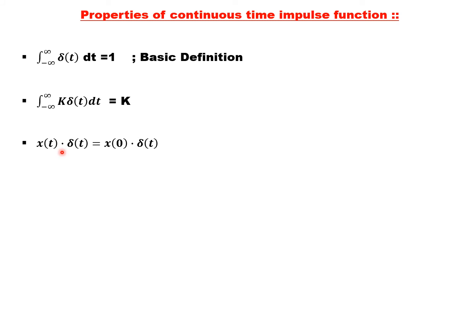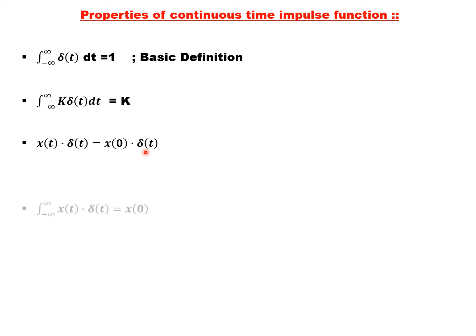Here what happens is, whenever I multiply a continuous time signal x of t, assuming that at the origin it does not have any discontinuity, with the delta function, the resulting signal is another delta function of amplitude x at 0. Because delta t is 0 everywhere except at t equal to 0. Only at t equal to 0 does the multiplication give a non-zero value. At all other values the multiplication results in 0. Only at the origin the value is x at 0 into delta t. This operation we'll see in the next slide in a practical manner.